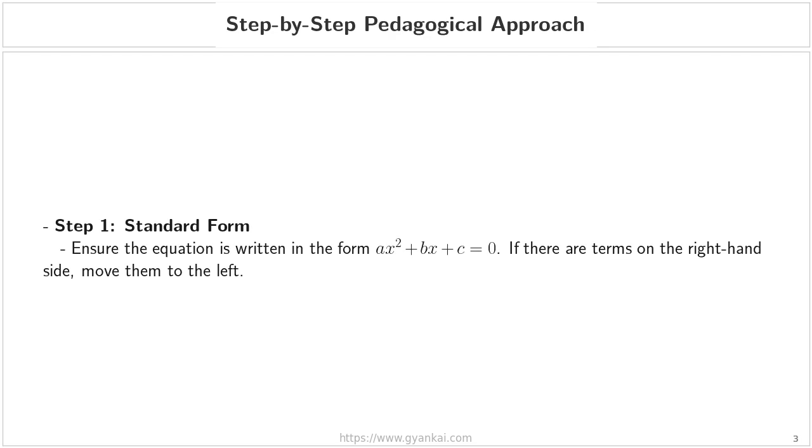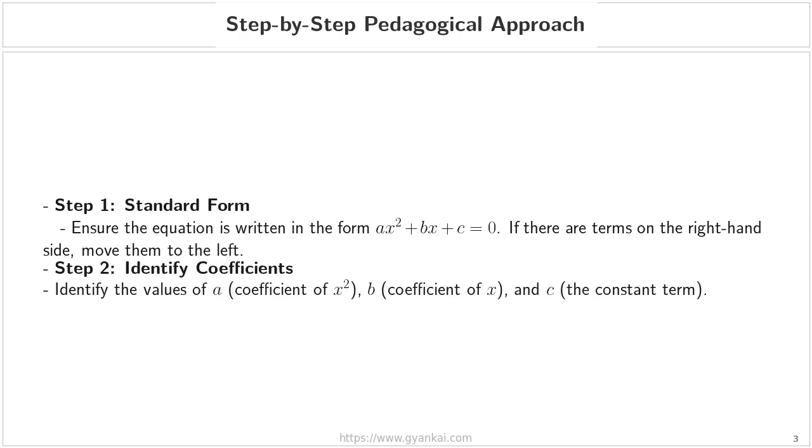Step-by-step pedagogical approach. Now that we understand the conceptual logic behind why we want to split the middle term, let's walk through the actual procedure. I want you to follow along closely, as this is a systematic 6-step process that you can apply to almost any quadratic equation. Step 1 is all about the standard form. Before you do any math, look at your equation. It must be written in the form x squared plus bx plus c equals 0. If you see any numbers or terms sitting on the right-hand side of the equals sign, move them over to the left by performing the opposite operation. We need everything on one side so we can clearly see our coefficients.